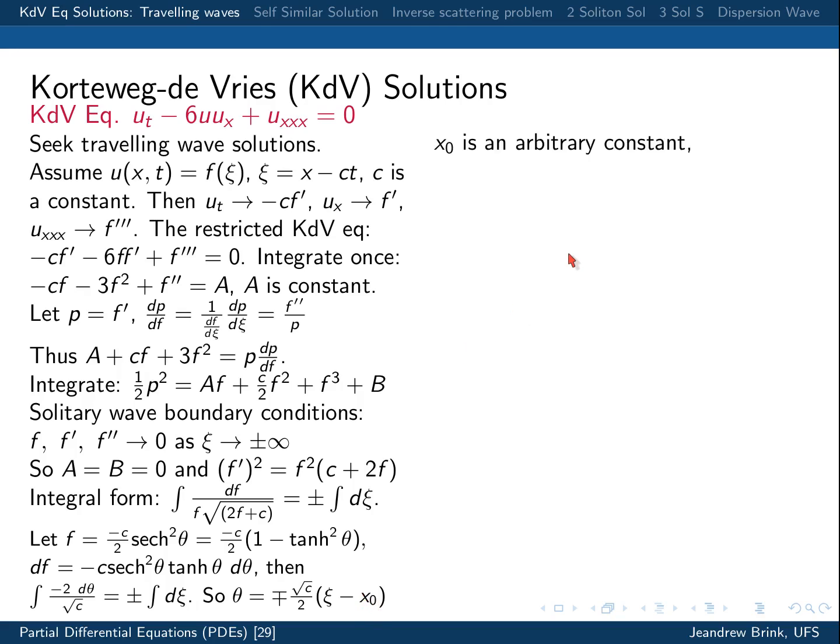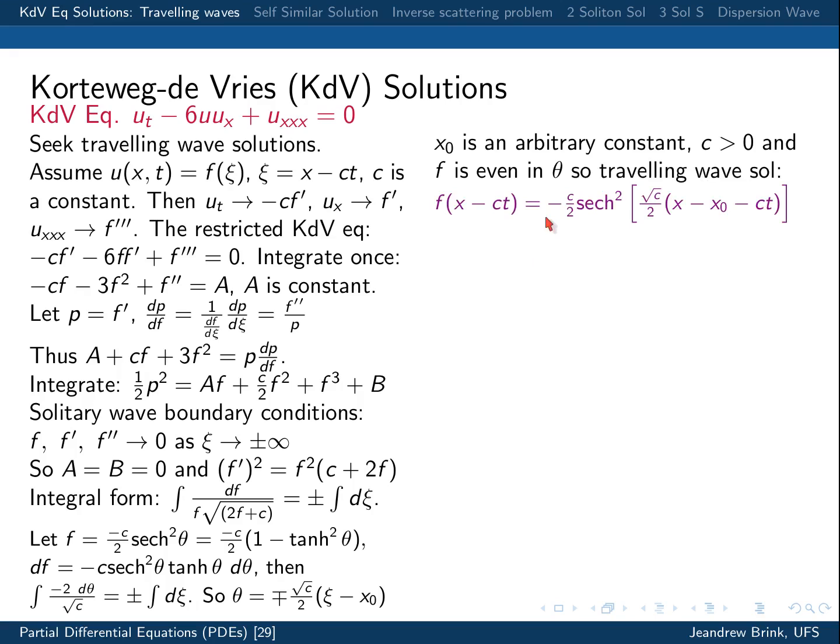We also have to observe from the solution that we're going to have to assume c is greater than 0 in order to get a solution. Another observation is that the substitution we've made here, namely that f is equal to sec squared of theta, is an even function of theta. In other words, if we replace theta with minus theta, it makes no difference. So we can ignore this plus minus, and we can thus write down the general traveling wave solution in the following way.